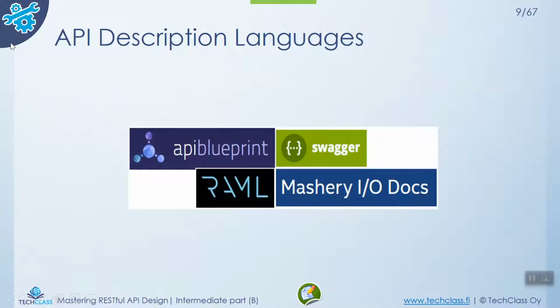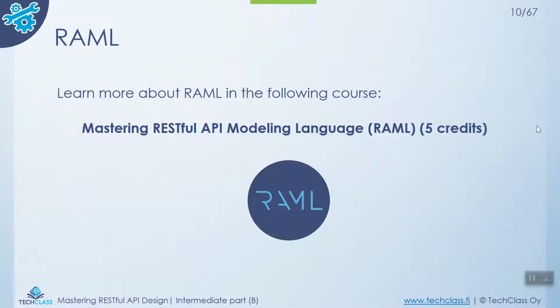And there are four major API description languages: API Blueprint, Swagger, RAML, and Mastery IO Docs. Most of the time I see in the industry Swagger and RAML being used, although API Blueprint is also getting common. And there's also a course, Mastering RESTful API Modeling Language, RAML, a 5-credit course where you can also enroll.